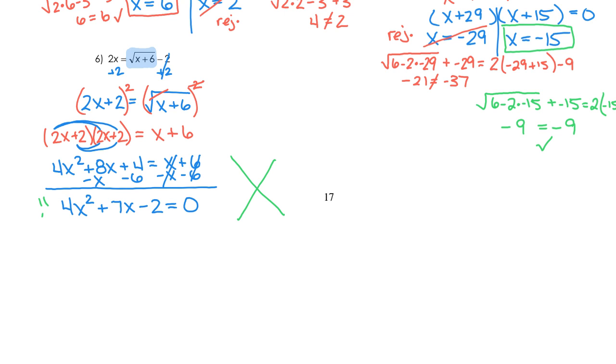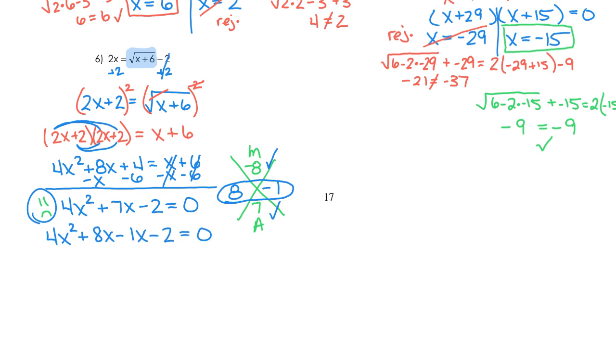It is a hard trinomial though, and so we're going to go ahead and multiply to negative 8 and add to 7. And our numbers are going to have to be 8 and 1, except the 1's going to have to be negative. So that if I multiply them, I get negative 8, and if I add them, I get positive 7. Okay, but again, remember it's a hard trinomial. So the 4x squared gets rewritten, then my plus 8x, then my minus 1x, and then my minus 2 equals 0.